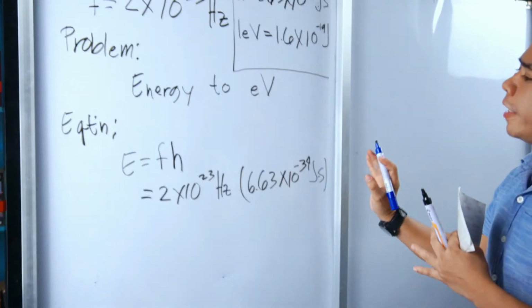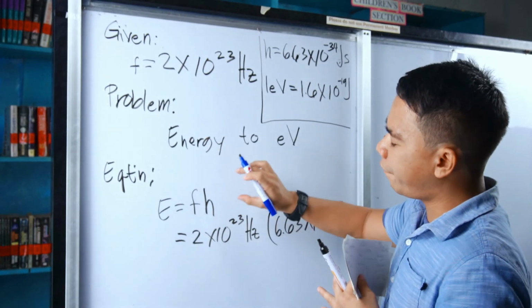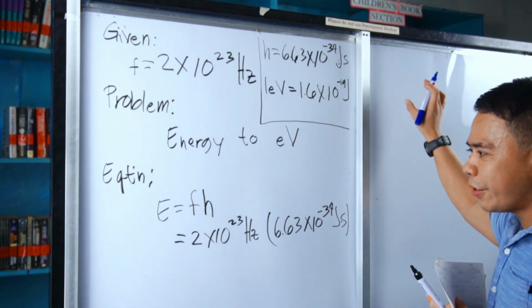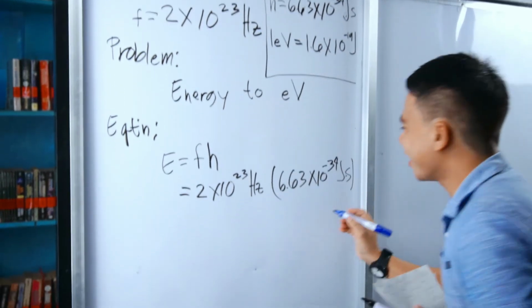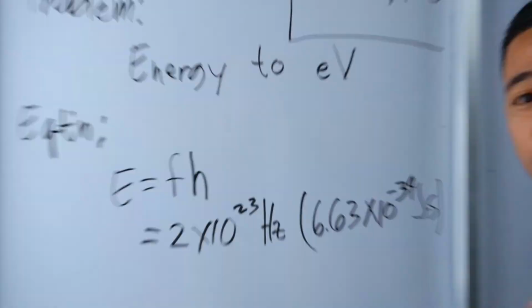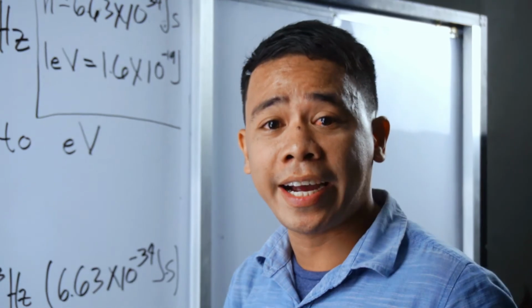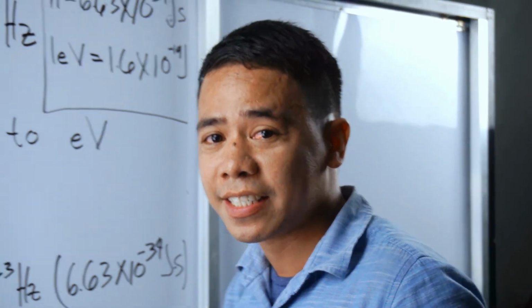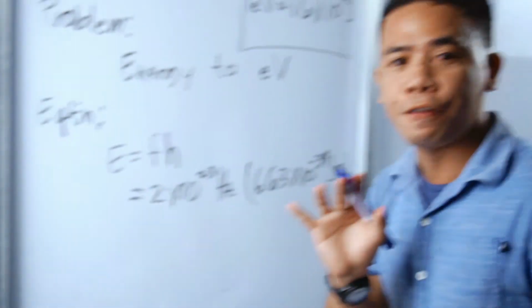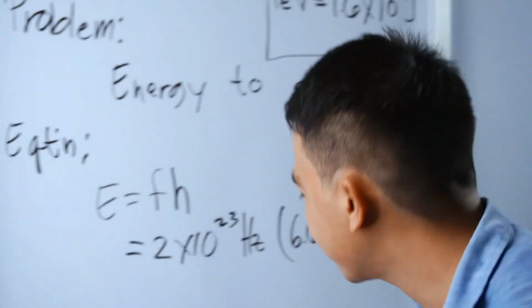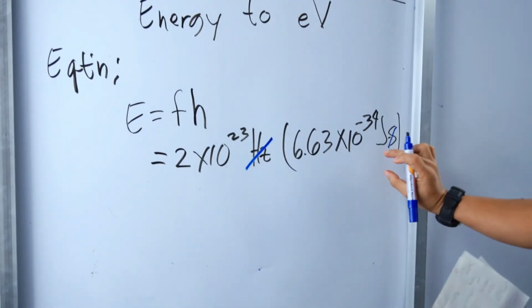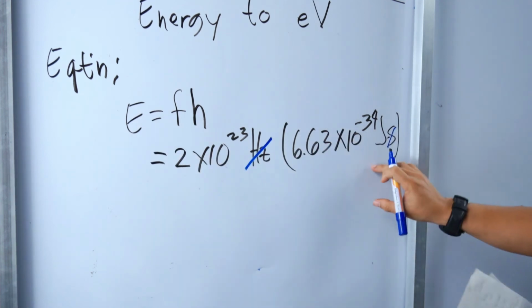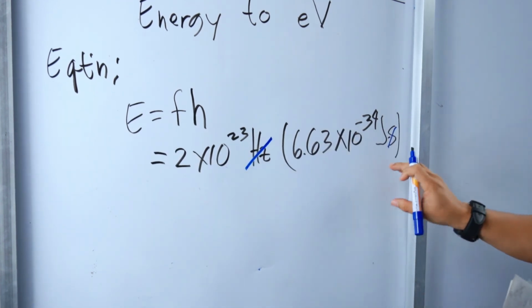Next, once we substitute the variables with their values. Hertz, in physics, is the number of vibrations per second. And since we're asking about energy, the unit is joules, the capacity to do work.